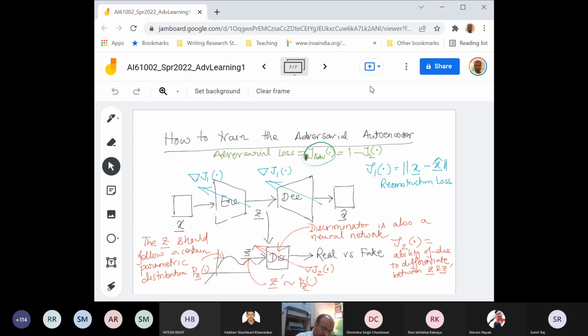Now if the adversarial loss is represented like this, then the gradient which has to go, nabla of J adversarial, becomes minus nabla of J2. So there is a sign reversal over here. In case of the discriminator, you update only with nabla of J2. In case of the encoder, you update it with minus nabla of J2. That is how you update the parameters of your encoder.